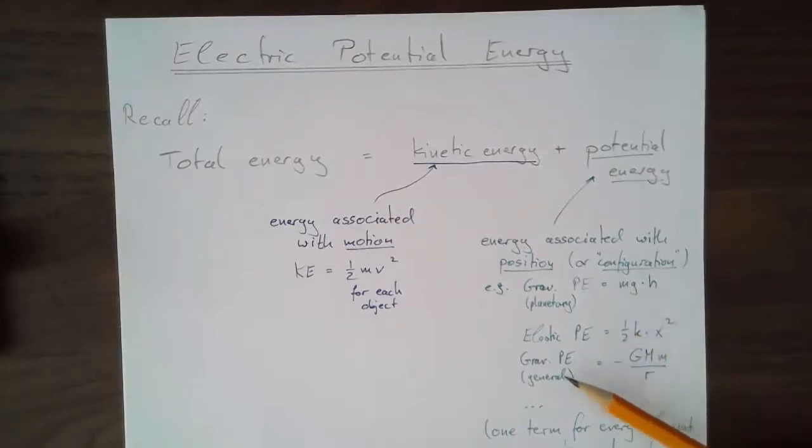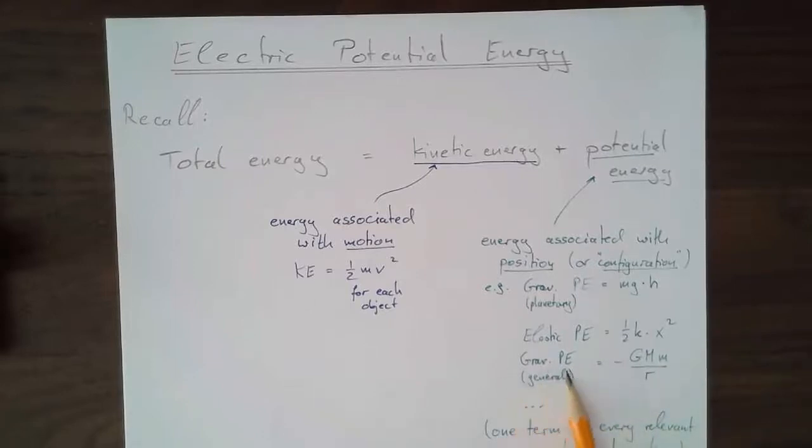If you go beyond the bounds of a planet's surface, beyond Earth, and you look at planets and stuff in space, you still have gravitational potential energy. Newton's theory of gravity then takes this form here, right? Newton's theory of gravity says the force is G m m over r squared, while the associated gravitational potential energy is minus G m m over r. So maybe you've met this before in your mechanics course.